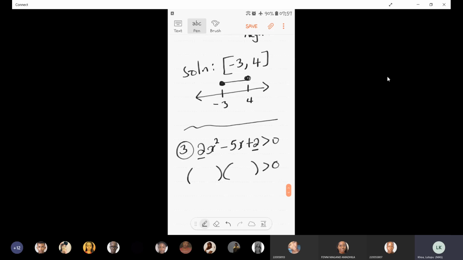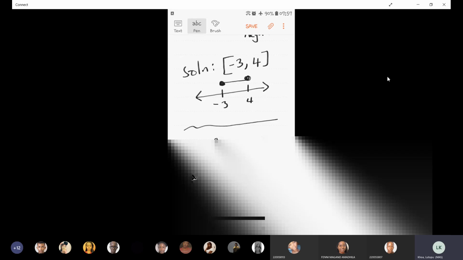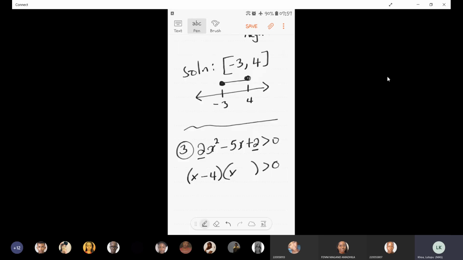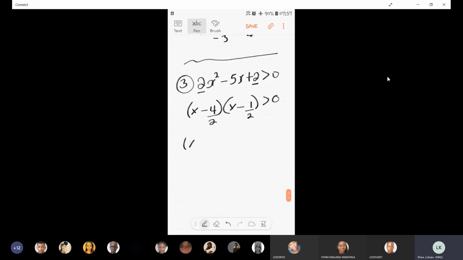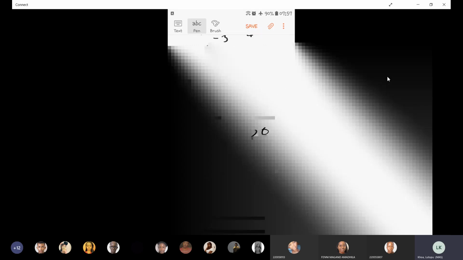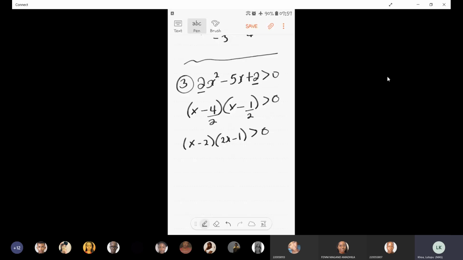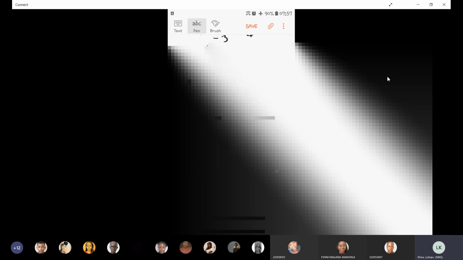When you multiply them, the answer is 2 times 2, which is 4. And when you add them, the answer is -5. So those two numbers are -4 and -1. Then you divide by the coefficient of x squared. So here you will have x minus 2, and then 2x minus 1. This is greater than 0. Okay, so it's factorized. You know how to factorize. You should be able to do that. Then after you have factorized it, you need your critical points.